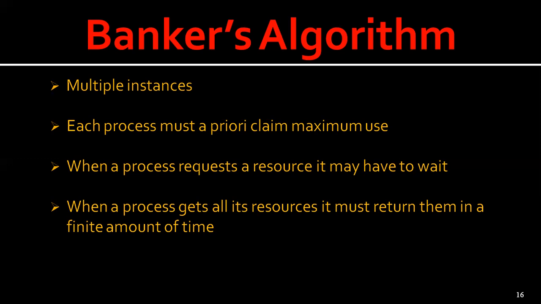When a new process enters the system, it must declare the maximum number of instances for each resource type that it may need. This number may not exceed the total number of resources in the system. When the users request a set of resources, the system must determine whether the allocation of these resources will leave the system in a safe state or not. If it will, then the resources are allocated. Otherwise, the process must wait until some other process releases enough resources.